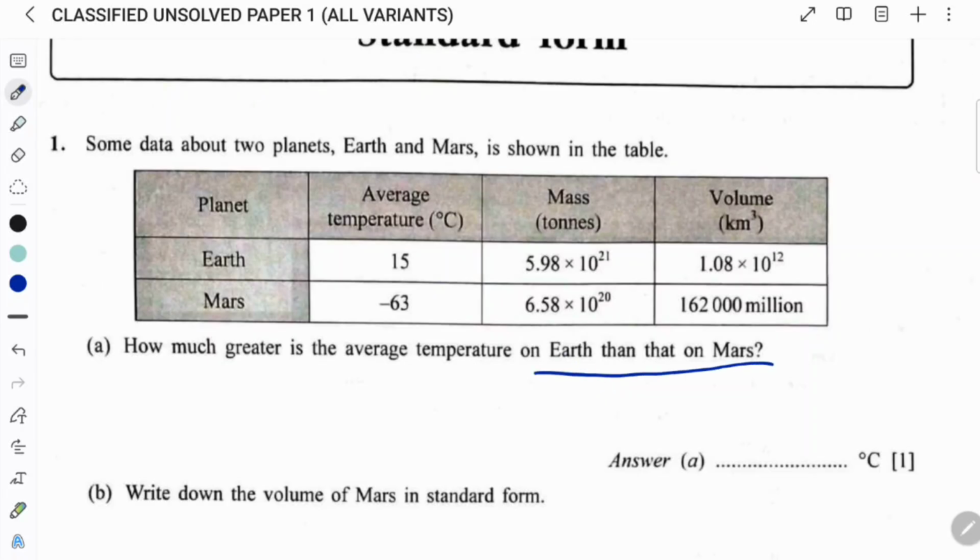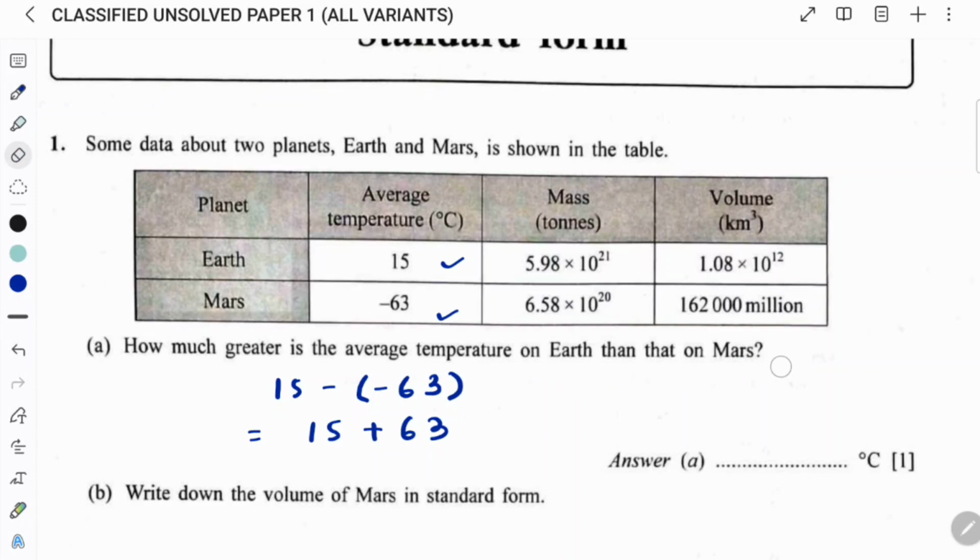than on Mars. On Earth the temperature is 15 and on Mars it's minus 63. So obviously we'll do 15 minus minus 63, and then we'll do 15 plus 63 in this question. So we'll add 15 and 63 together, and then 3 and 5 is 8, 78. So the answer is 78 is the difference, or how much greater. So it is 78 degrees.